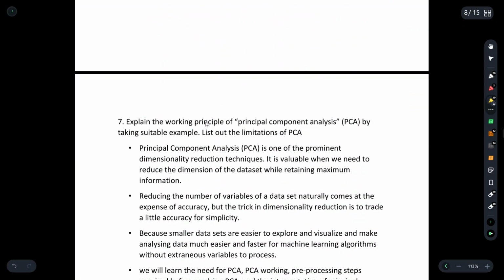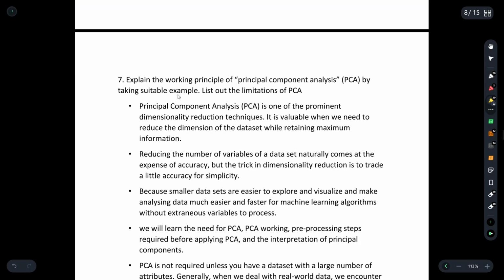Explain the working principle of principal component analysis by taking a suitable example. Principal component analysis is one of the dimensionality reduction techniques. We need to reduce the dimension of the data set while retaining maximum information. Reducing the number of variables of a data set naturally comes at the expense of accuracy.